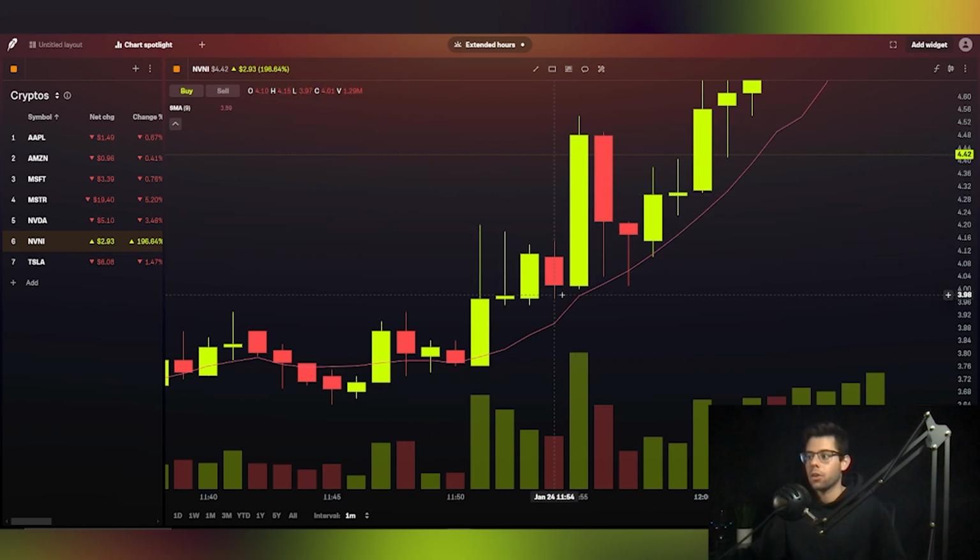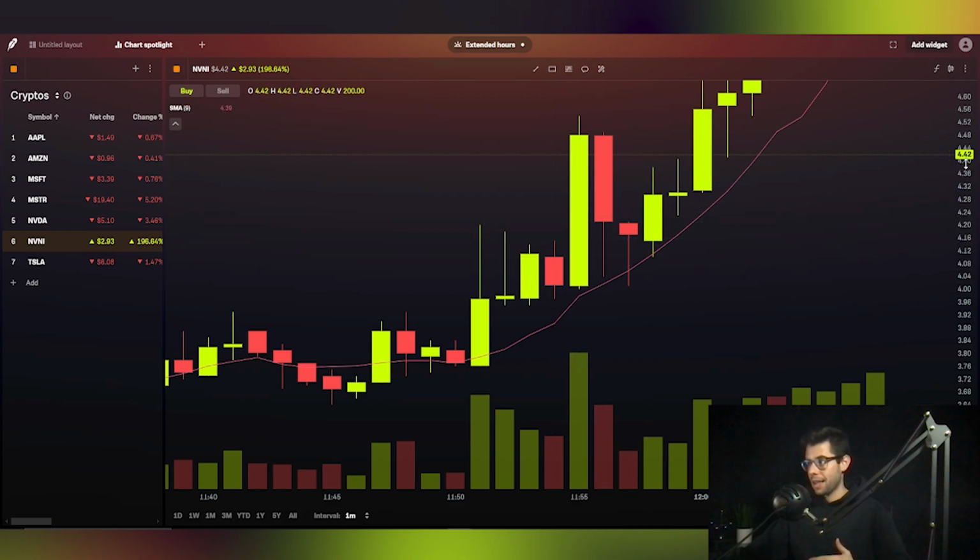Because I saw a red candle, like, does that mean we have to get out? No. You don't sell anytime you see a red candle, because if you did, you would sell out immediately. You want to sell when the red candlestick closes below this red SMA line. So like we saw the green candlestick close above, you want to watch the first red candlestick close below.